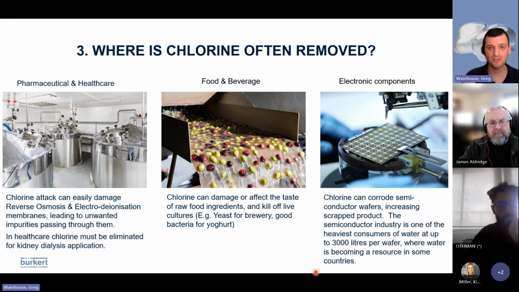So you want to reduce the scrap in the process as well, so you're not using too much. And obviously one way to do that is to remove the chlorine, so you reduce the amount of scrap caused by that corrosion as well.